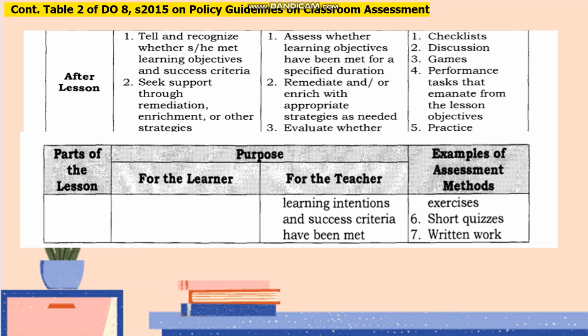After the lesson, the purpose for the students is to tell and recognize whether she or he met learning objectives and success criteria. Number 2, seek support through remediation, enrichment, or other strategies. Purpose for the teachers is to assess whether learning objectives have been met for a specified duration. Number 2, remediate and or enrich with appropriate strategies as needed. And number 3, evaluate whether learning intentions and success criteria have been met.